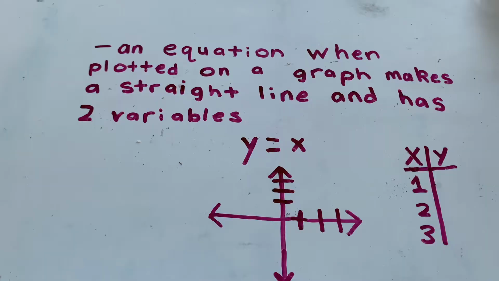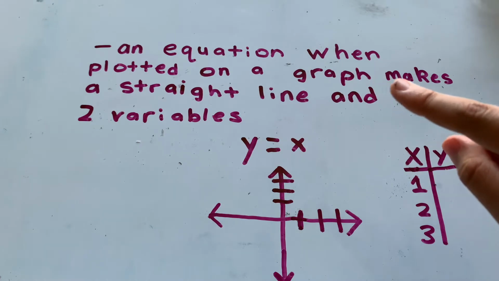Okay, so a linear equation is an equation that, when plotted on a graph, makes a straight line and has two variables. What that means is that when you plug in a number for the x value in the equation, whatever you get from that is the y value, and then you plot that on the graph respectively, x comma y.